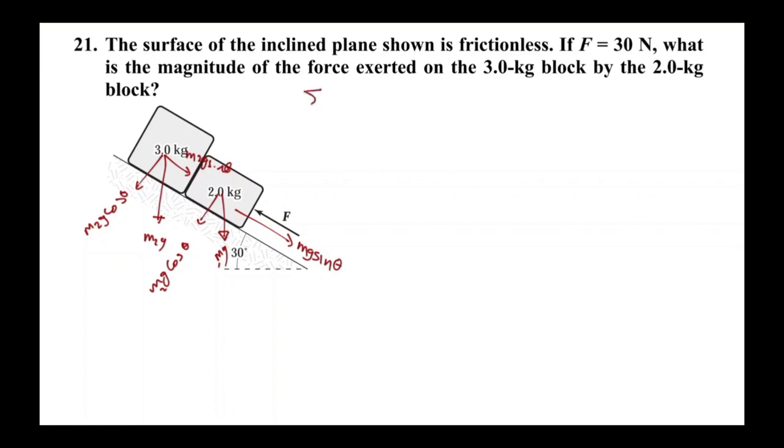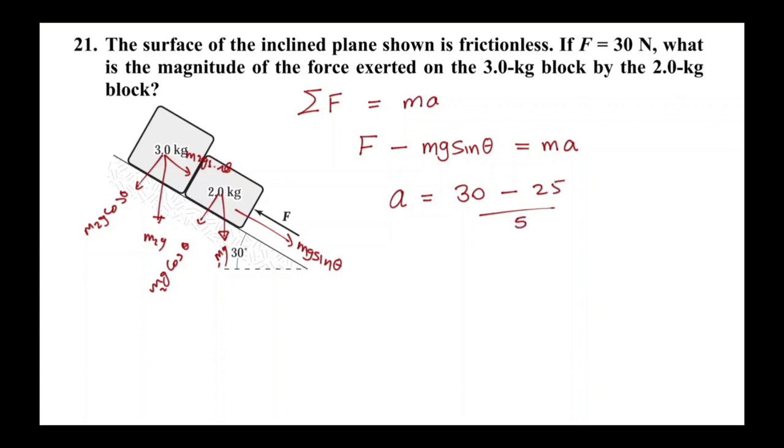Now the sum of all forces equals MA: F minus mg sine theta equals MA. I'm talking about the whole system here, with mass equal to 2 plus 3 kilograms. It's 5 kilograms. So in this case A equals 30 minus 25 divided by 5, or equal to 1 meter per second square. So this is the acceleration for the whole system.